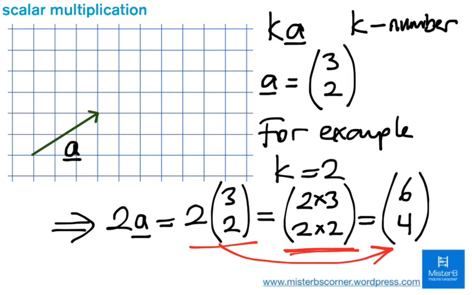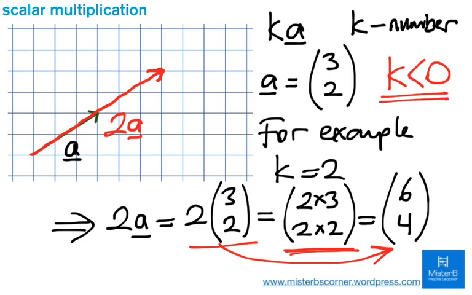Now, usually what happens is we just extend the vector starting from the same point, but it's going to end up here. So it's going to be doubled in size, but the direction will not change. The direction changes only when K is negative. Then you're going to change the direction. It's going to be this way.